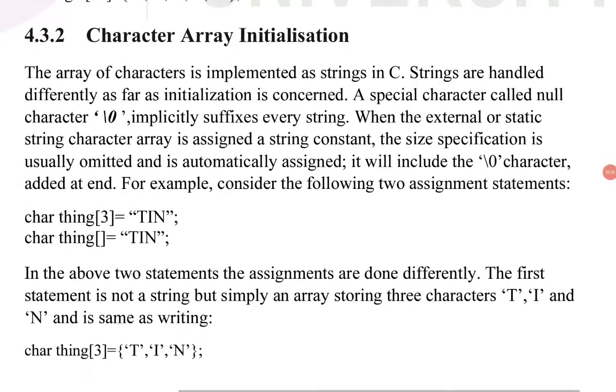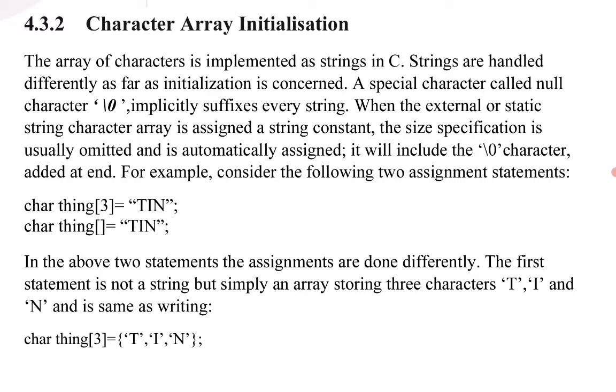Character array initialization. So what is a character array and how do we create character arrays? The array of characters is implemented as strings in C. Strings are handled differently as far as initialization is concerned. A special character called the null character is used, so generally character arrays are called strings. So what is a string? A string is nothing but a collection of characters, terminated with a string terminator symbol.